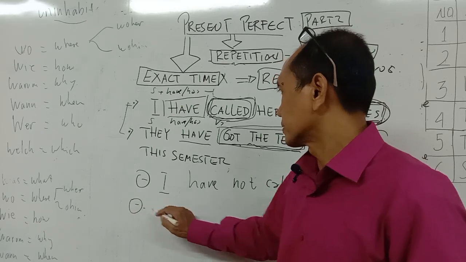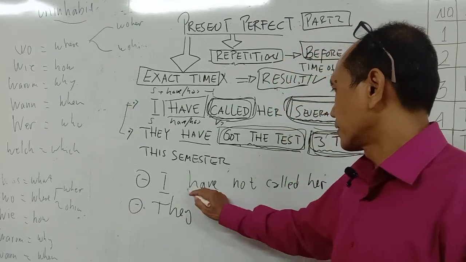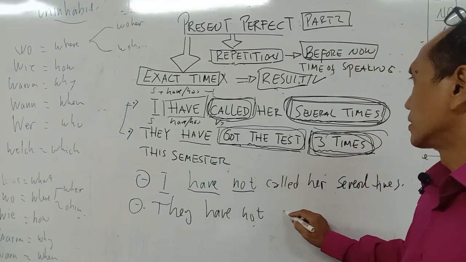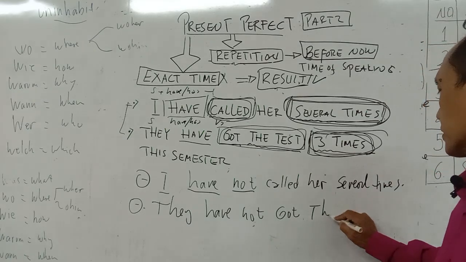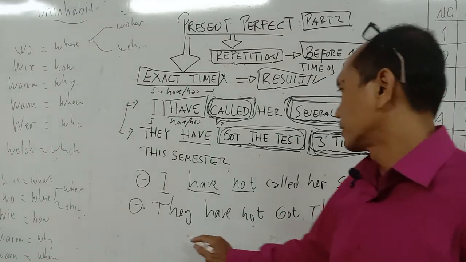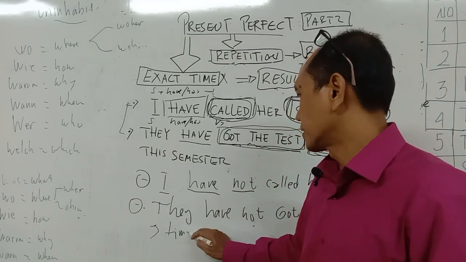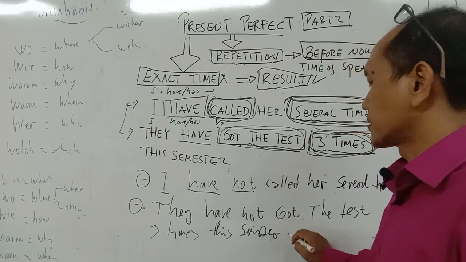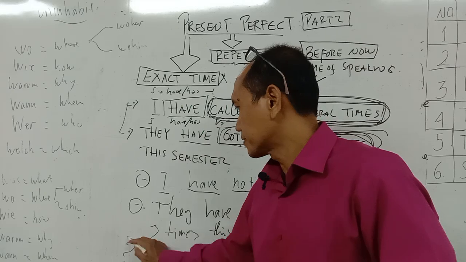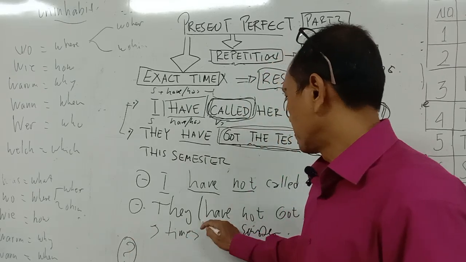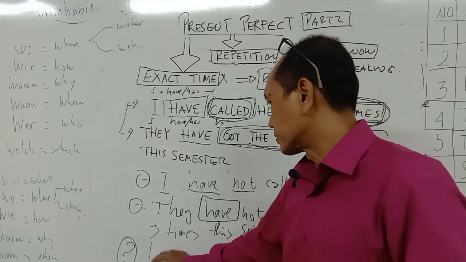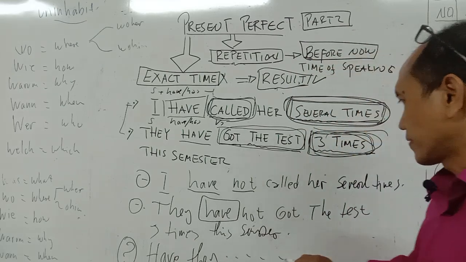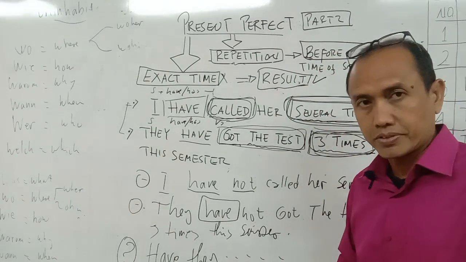And number 2, they have not, or they haven't got the test 3 times this semester. Okay, this semester. And for the interrogative sentence, the question, you put have to the front. So like this, have they? Okay. Have they got the test 3 times this semester?